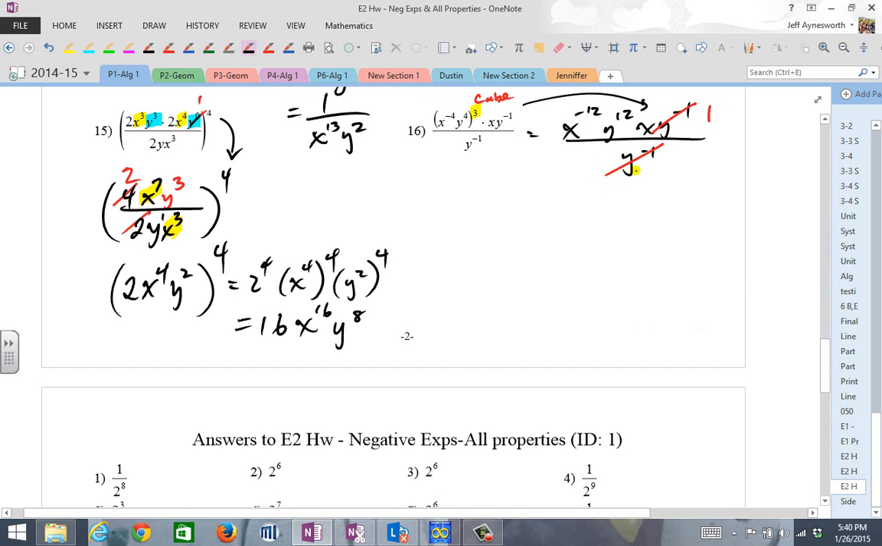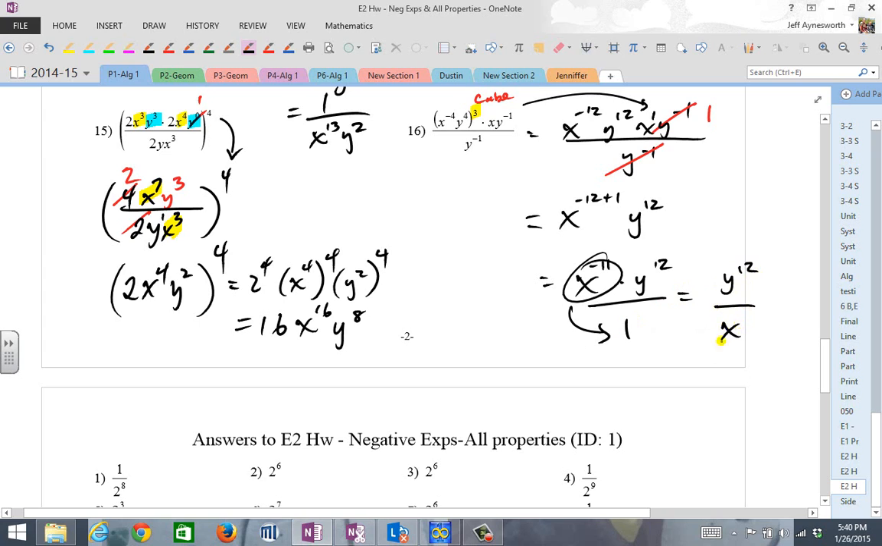what do we have? We have x times x to the negative 12, so it would be x to the negative 12 plus 1 times y to the 12th. Remember, there's an exponent of 1 there, so negative 12 plus 1 is what I wrote down. That's x to the negative 11 times y to the 12th. This shifts down below. All right, remember this is in the numerator. So y to the 12th divided by x to the 11th. Remember, you want to write your answers using positive exponents only. All right, positive exponents only.